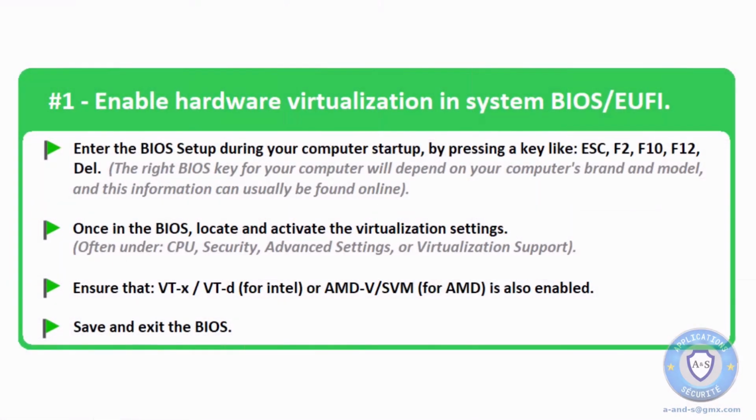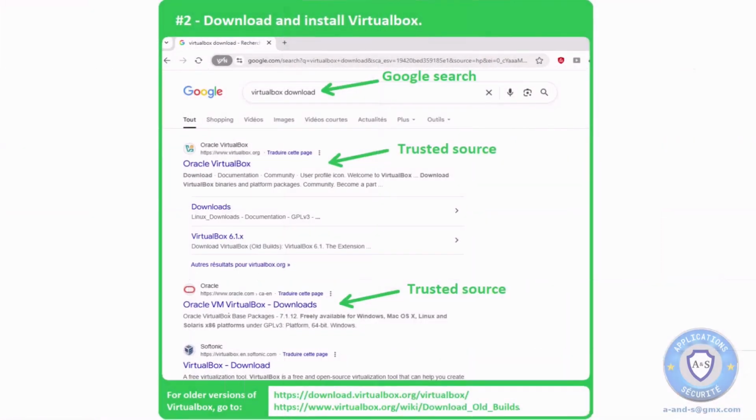Step 1. Make sure to enable hardware virtualization in the BIOS of your computer. Please read the instructions on the screen, for further help regarding this first step. Step 2. Download the VirtualBox software package from a trusted source, then install it into your Windows, Mac, or Linux computer. Please read the instructions on the screen, for further help regarding this second step.